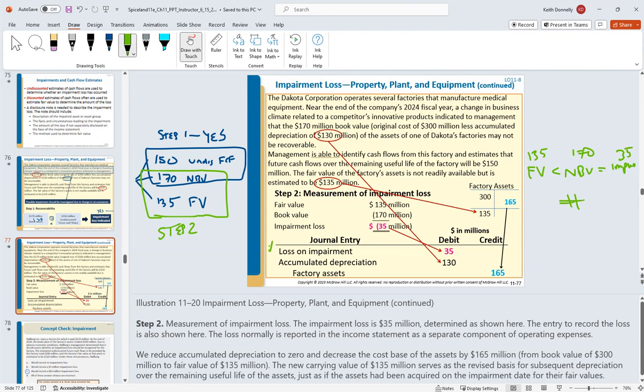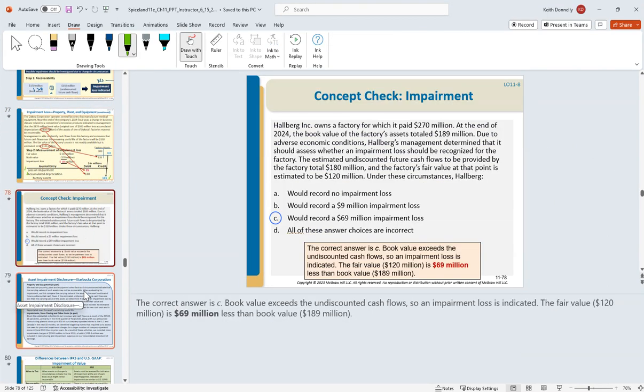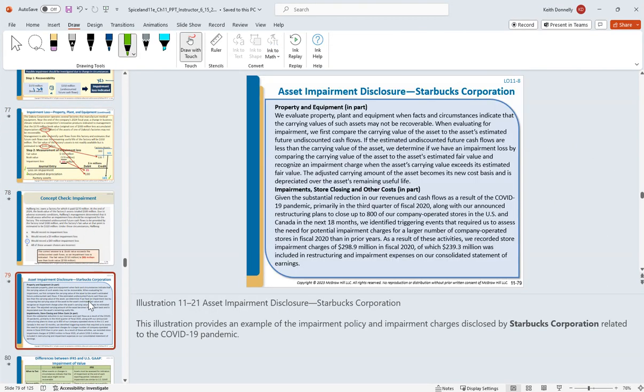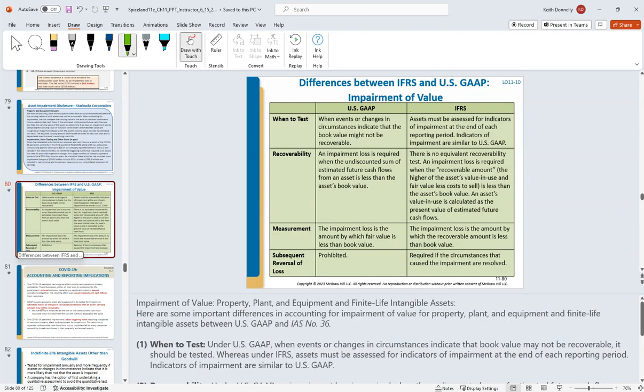So we're going to do debit loss on impairment. We'll get rid of the accumulated depreciation from up here, and then we'll credit the factory asset as well. So we're just teeing up that fixed asset for where it needs to be, okay? There you go. You can look at that. Obviously you'd put a note in there.